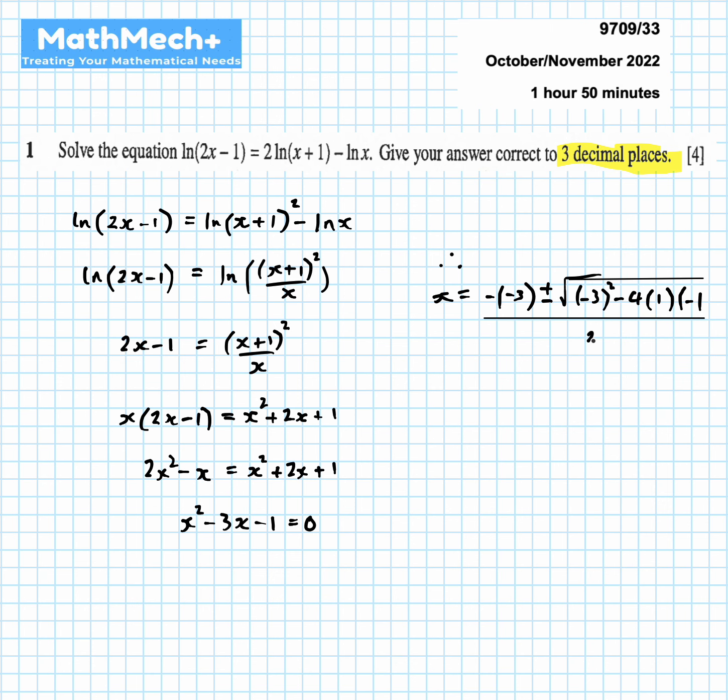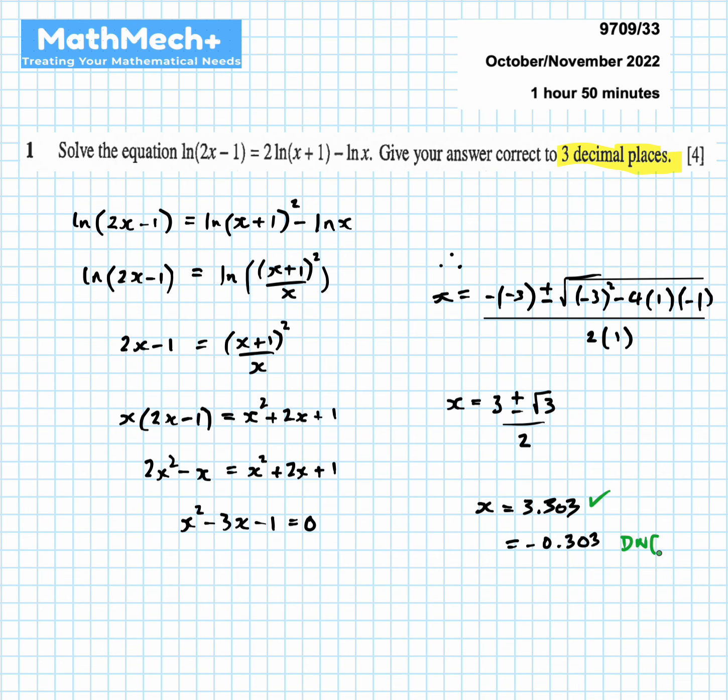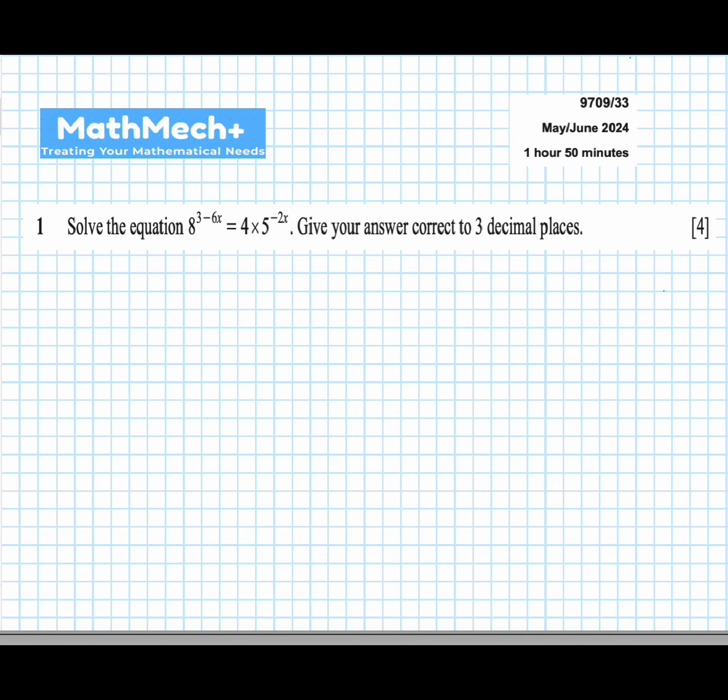Let's just fix that up. And 2 times 1. So we'll end up with 3 plus or minus root 3 all over 2. And we have a positive value of 3.303 and also a negative value. And the negative value, for our purposes, does not exist. So fairly basic question, perhaps, with basically just the 3 laws. So power rule and adding and subtracting.